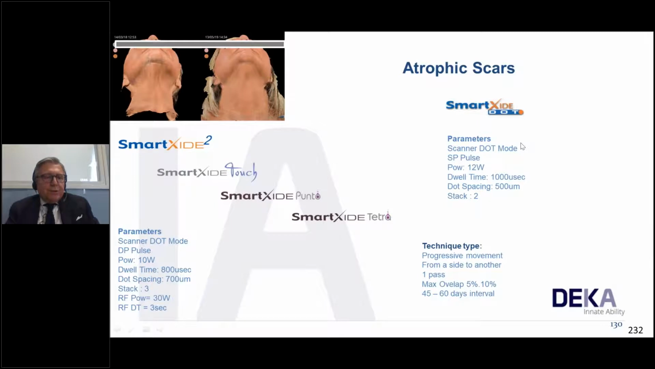Well, the parameters are the same. You see on the left, DP pulse, 10 watt, 800 microseconds as dwell time, 700 microns, stack 3, 30 watts as radio frequency, and 3 seconds in dwell time radio frequency. On the right, with the previous, we used scanner dot mode with SP pulse, power 12, dwell time 1000, dot spacing 500 microns, and stack 2.